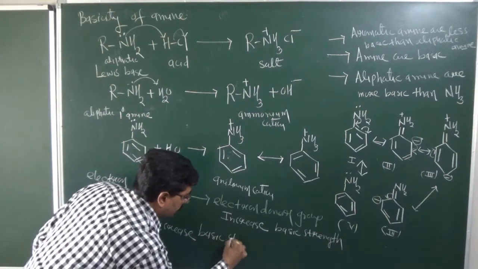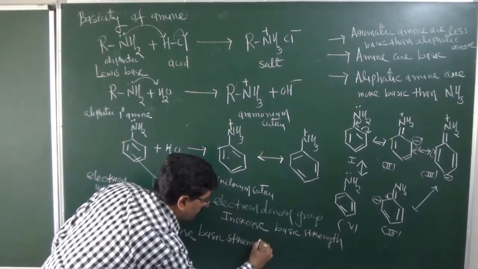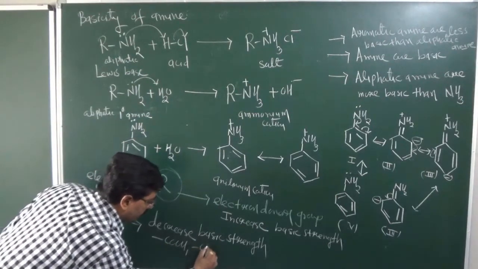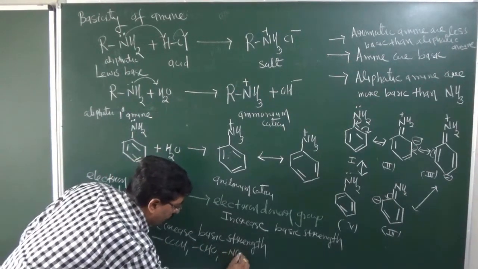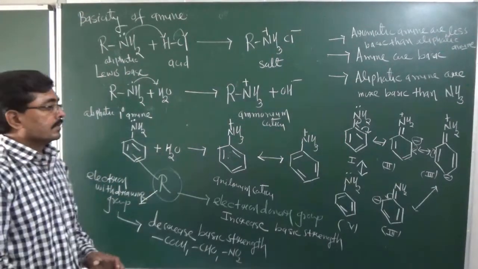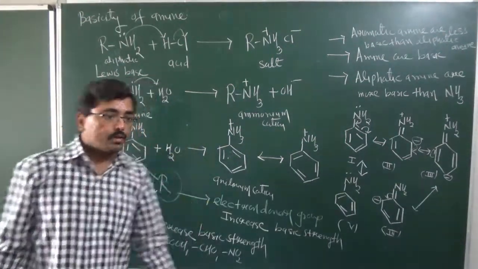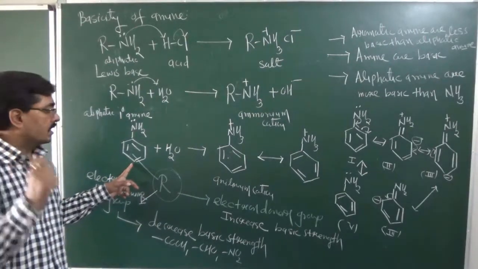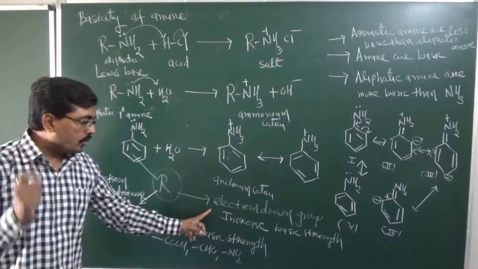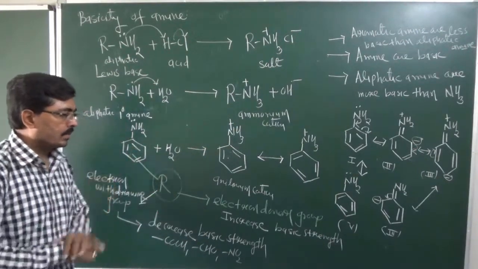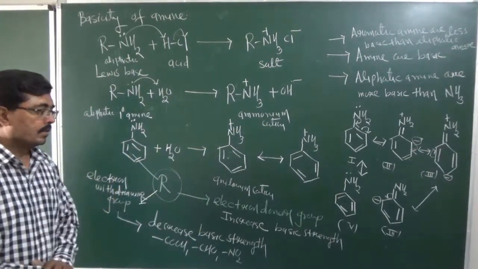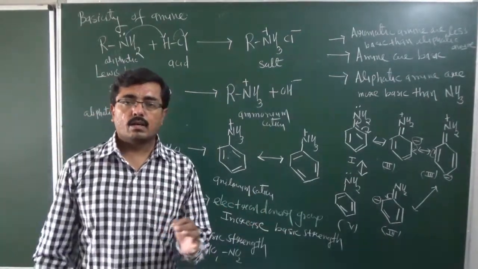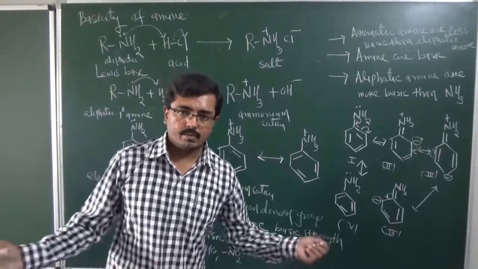Decreases basic strength. So we have to understand whether an electron donor group is present or an electron attracting group is present. Suppose an electron attracting group like a nitro, aldehyde or acetic acid group is present, then this electron withdrawing group decreases the basic strength of the amine. An electron donor group increases the basic strength of an aromatic amine. So here we have briefly discussed the basic strength of amines. Now we stop our lecture here.